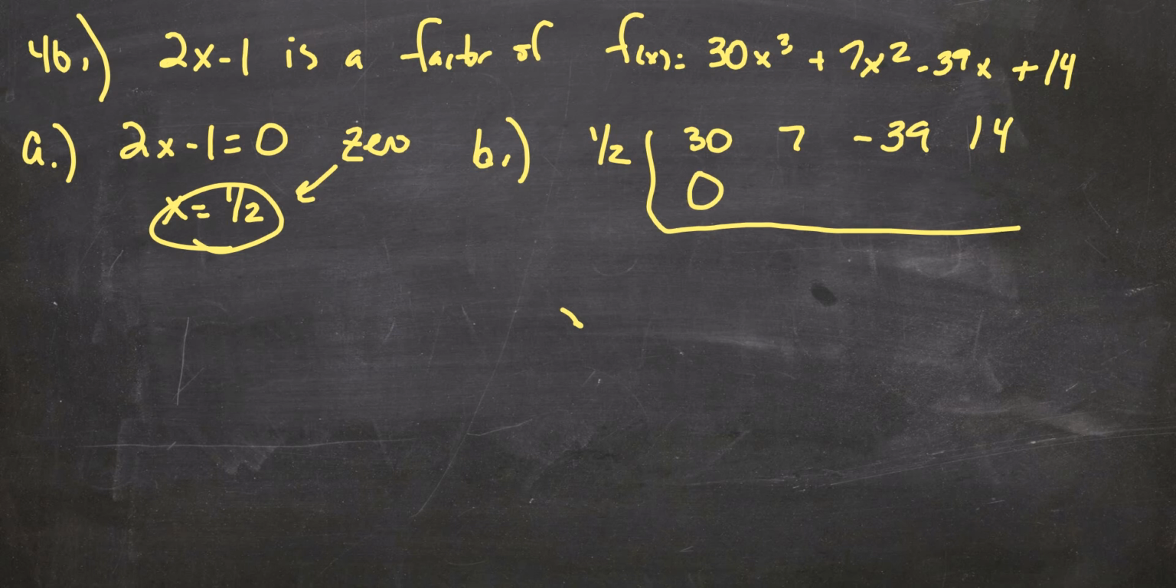So I'm going to put a 0 here, 30. I'm going to put 1/2 of 30 is 15. 7 and 15 is 22. Half of 22 is going to be 11. I'm going to put minus 28 there. -28 times 1/2 is minus 14. I get no remainder.